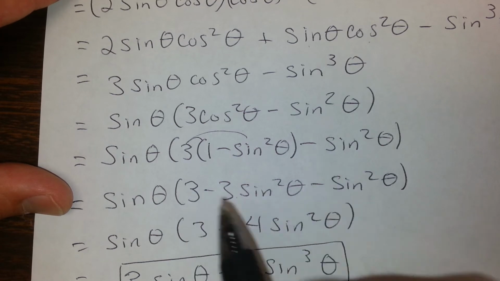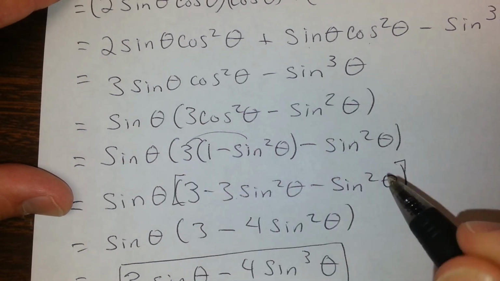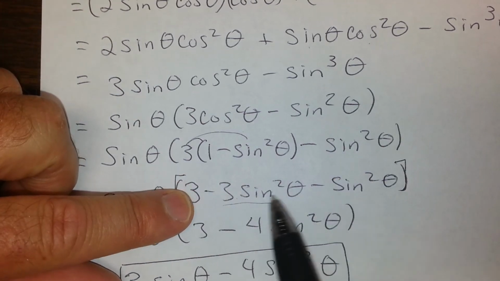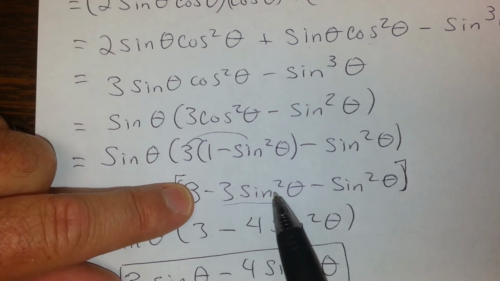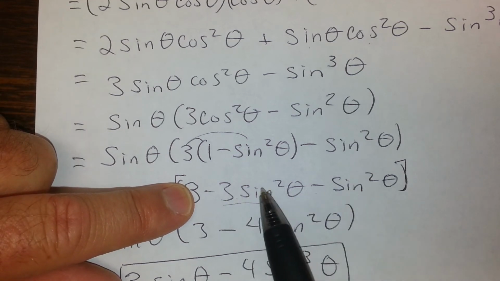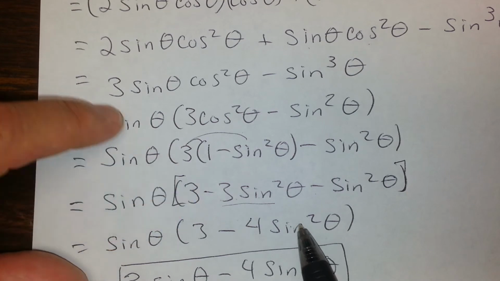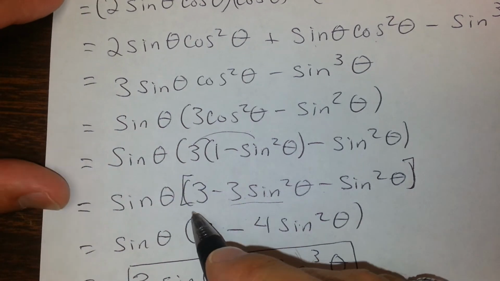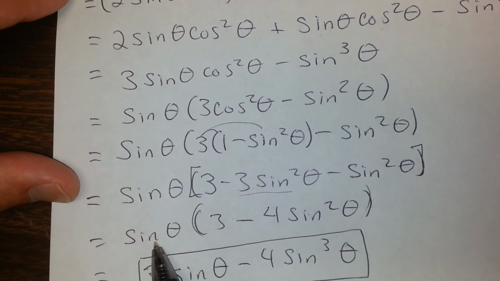In these brackets right here, I'm going to simplify things. I've got like terms: negative 3 sine squared theta minus sine squared theta is negative 4 sine squared theta, and I still have this 3. And outside the brackets, I have sine of theta.